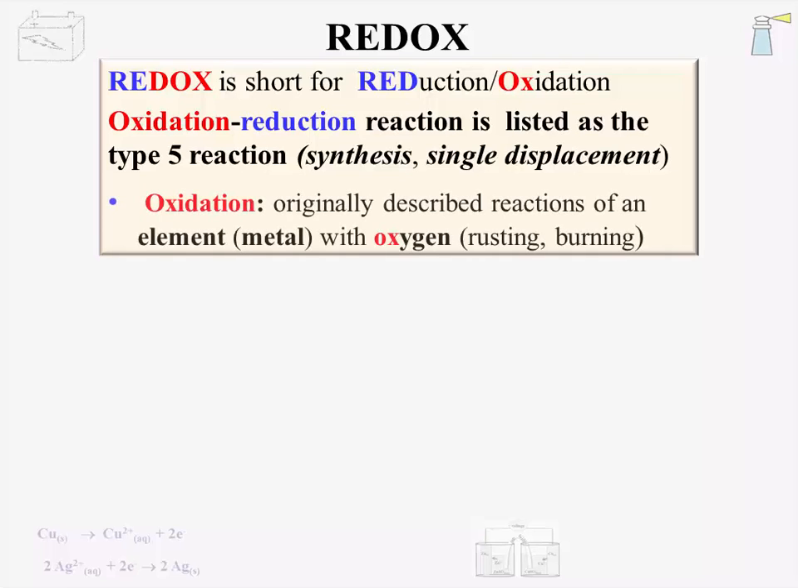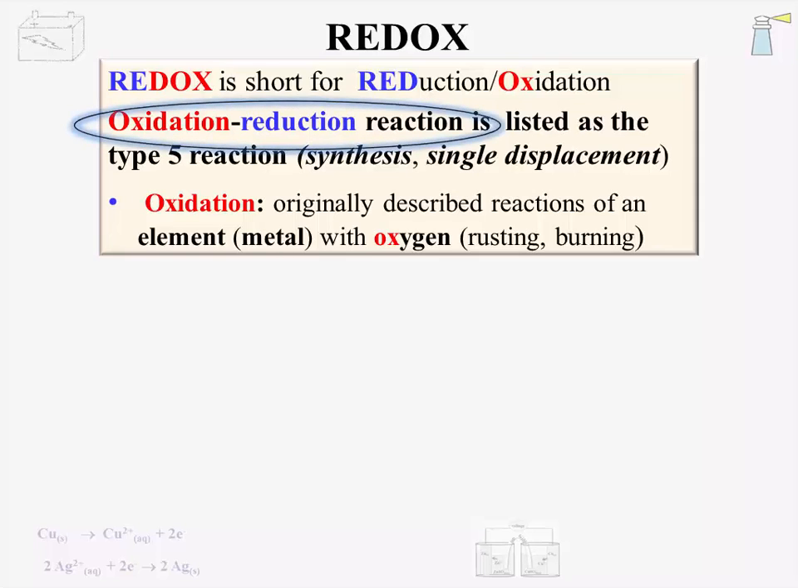The term oxidation was originally used to describe the reaction of an element, usually a metal, with oxygen. That is where the OX comes from. Examples of such reactions are the rusting of iron and the burning in combustion.